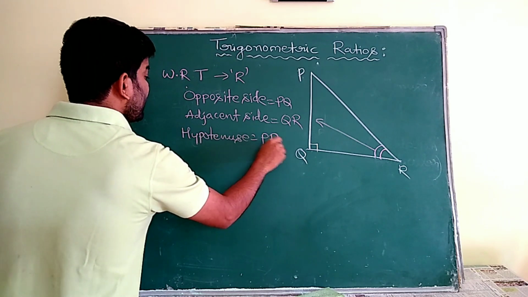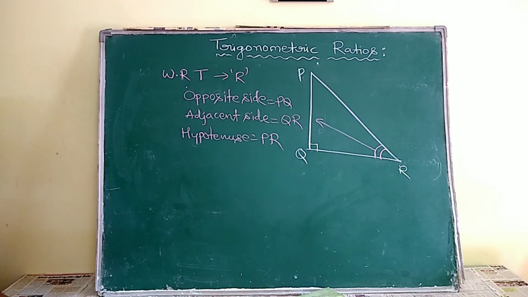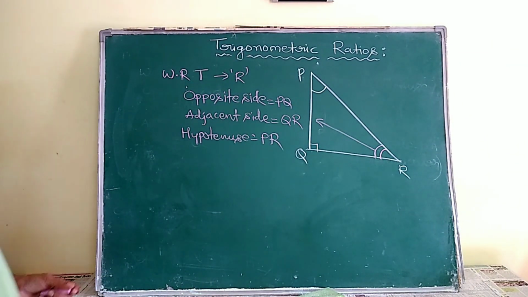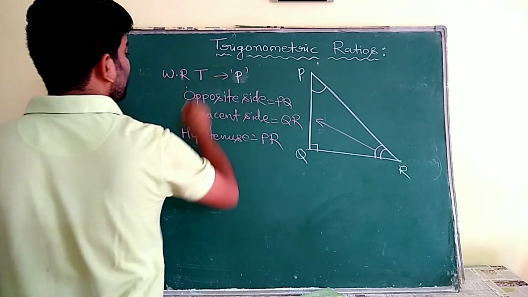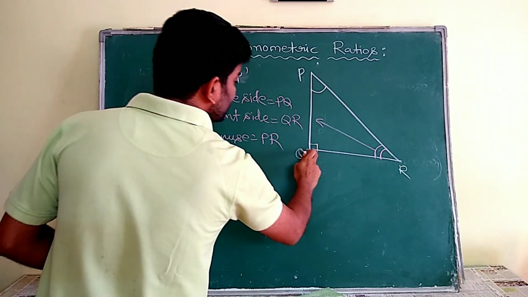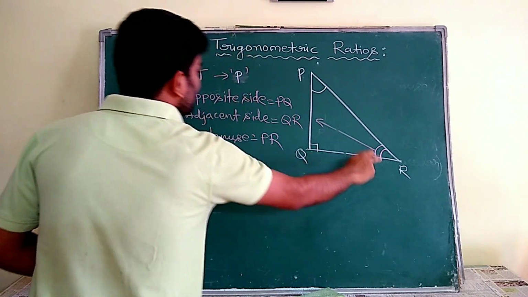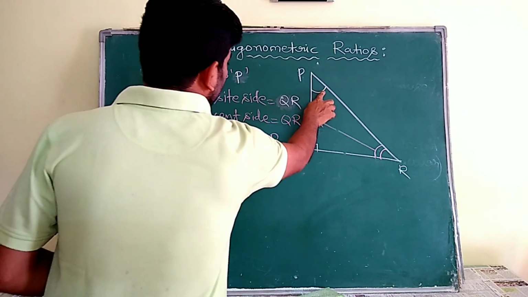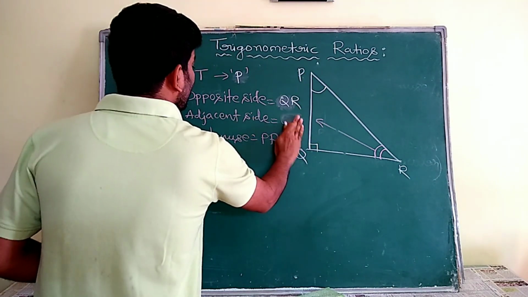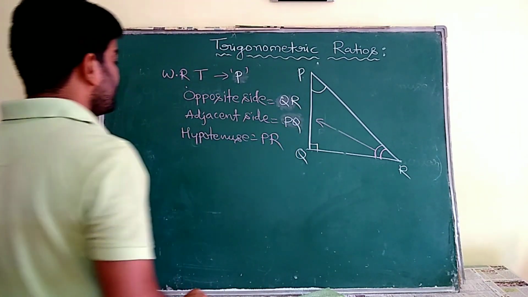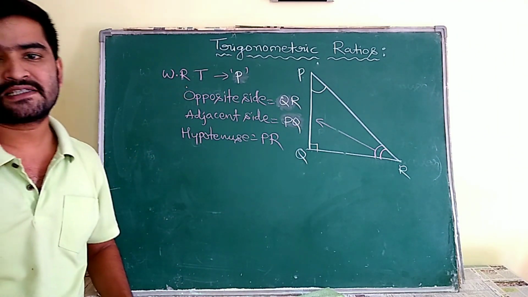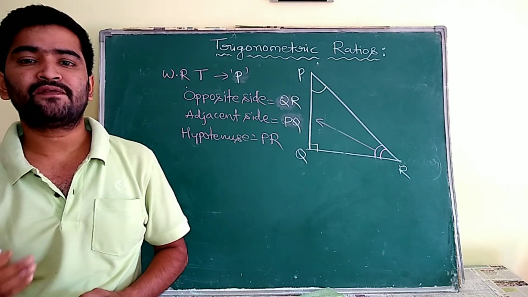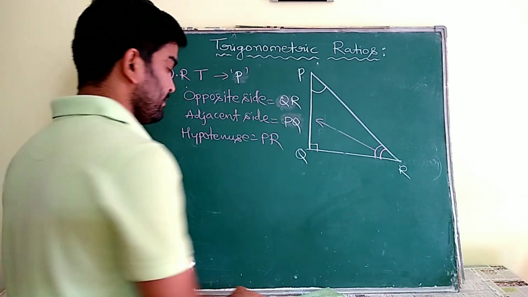Is equal to PR. Similarly, with respect to P, now tell me the sides with respect to P. So here I am going to change with respect to P. With respect to P, the opposite side here is QR. So here I am going to write QR. With respect to P, the adjacent side here is PQ. So I am going to write PQ. Hypotenuse is hypotenuse only. This is the naming procedure of the sides of a right angle triangle.